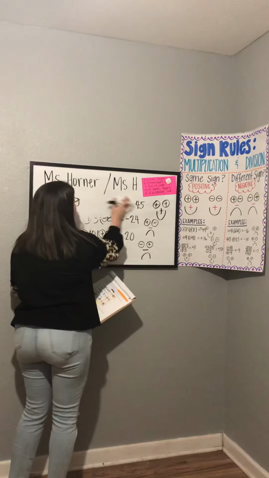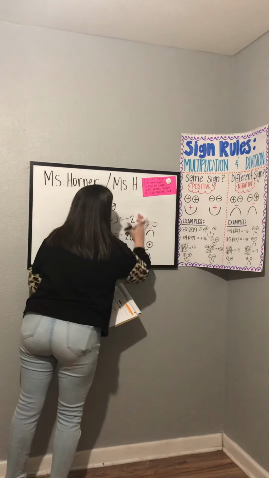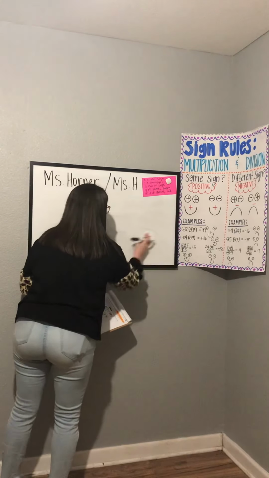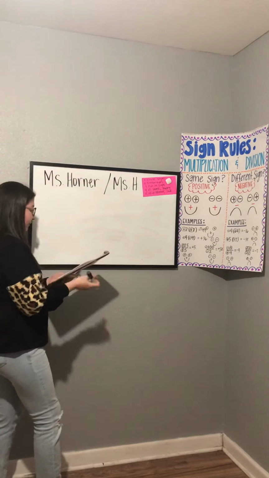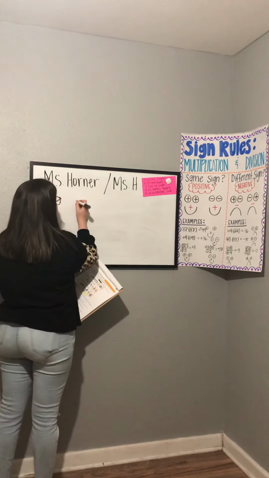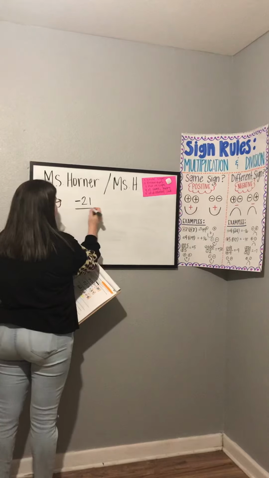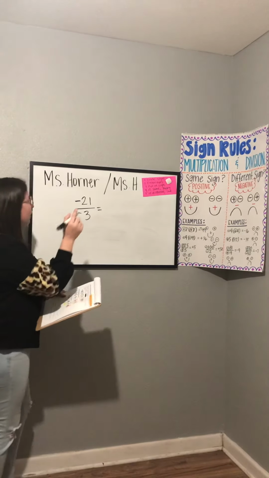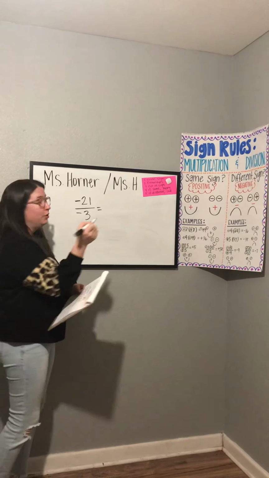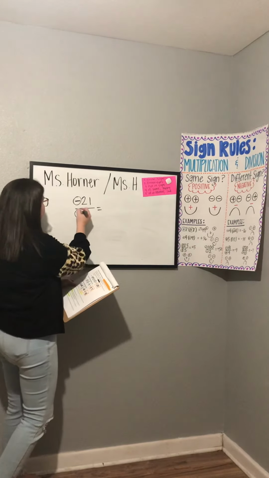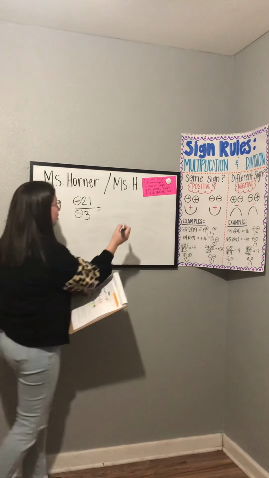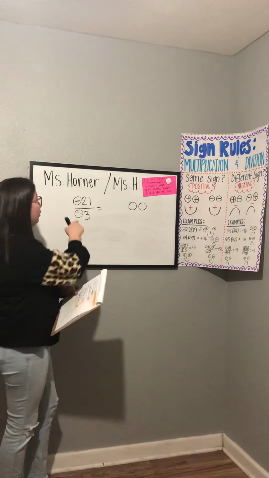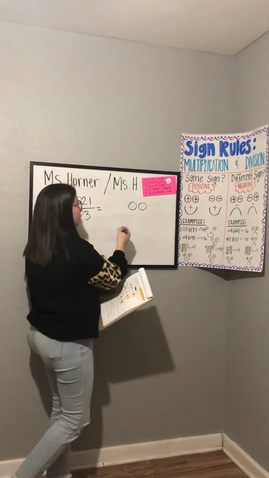Let's do a couple of examples for division. We have a negative 21 divided by a negative 3 equals. Step number 1, we're going to circle our signs. Step number 2, we're going to draw our eyeballs. And step number 3, we're going to put these signs in our eyeballs.